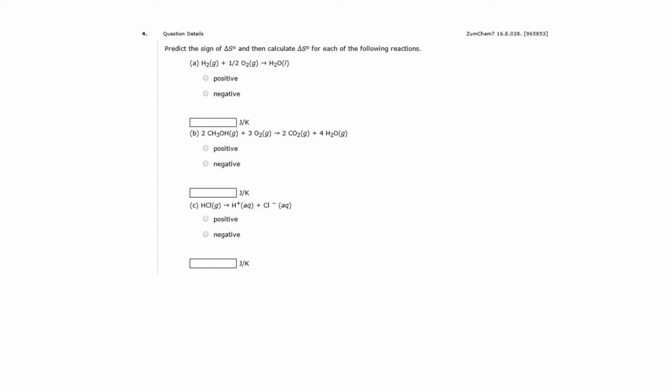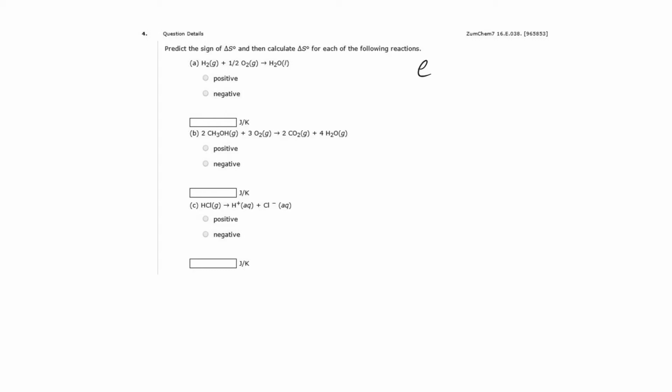In this question, they want us to both predict the sign of delta S qualitatively and then actually calculate delta S for each of the reactions. To do that, you have to look up in Appendix 4 the numerical values for the standard entropy for all of the substances in these equations. Let's start with the qualitative determination first.